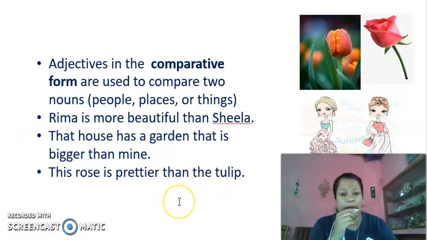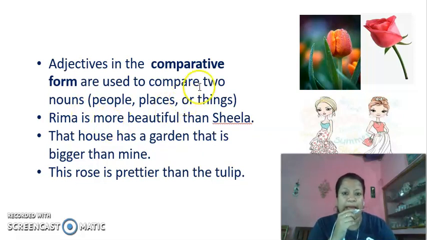Now remember, the comparative degree takes the form er. For example, if you see the word big, bigger, so it takes the er form. Fatter, smaller, er. And it could also take more. If you have words like beautiful or intelligent, you would use more beautiful, more intelligent.